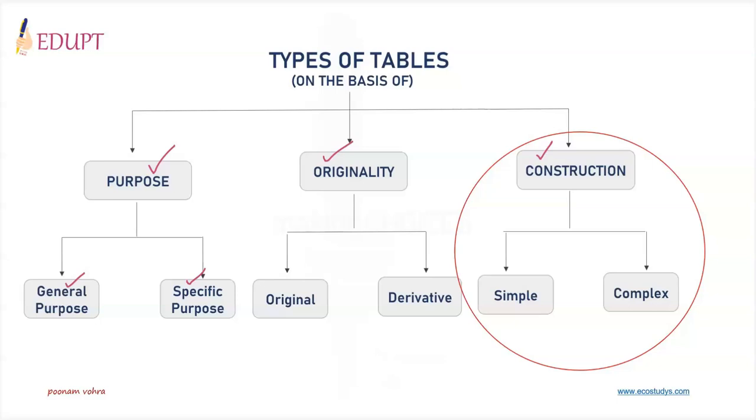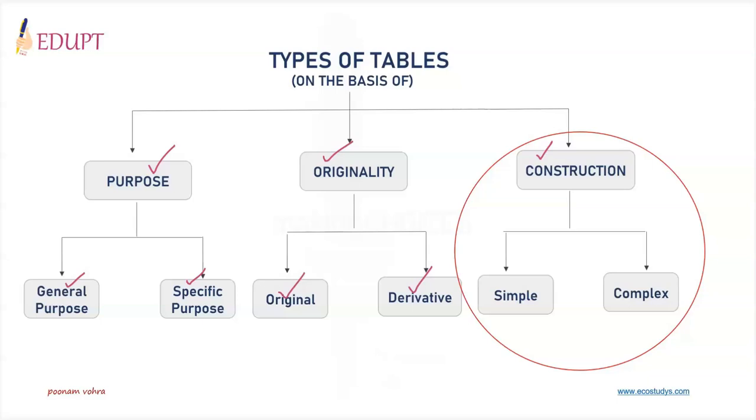Then on the basis of originality, again, there are two types of tables. One is original table and the other is derivative table. Original tables are the tables that contain information in the original form. In other words, they present or express data in the same manner as it was originally collected.